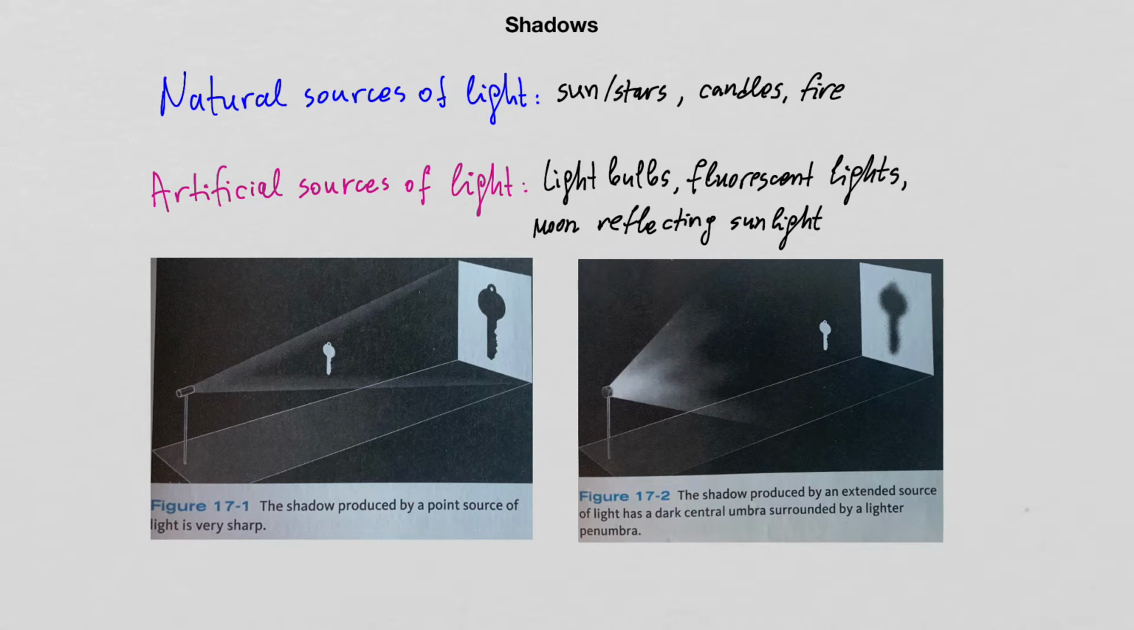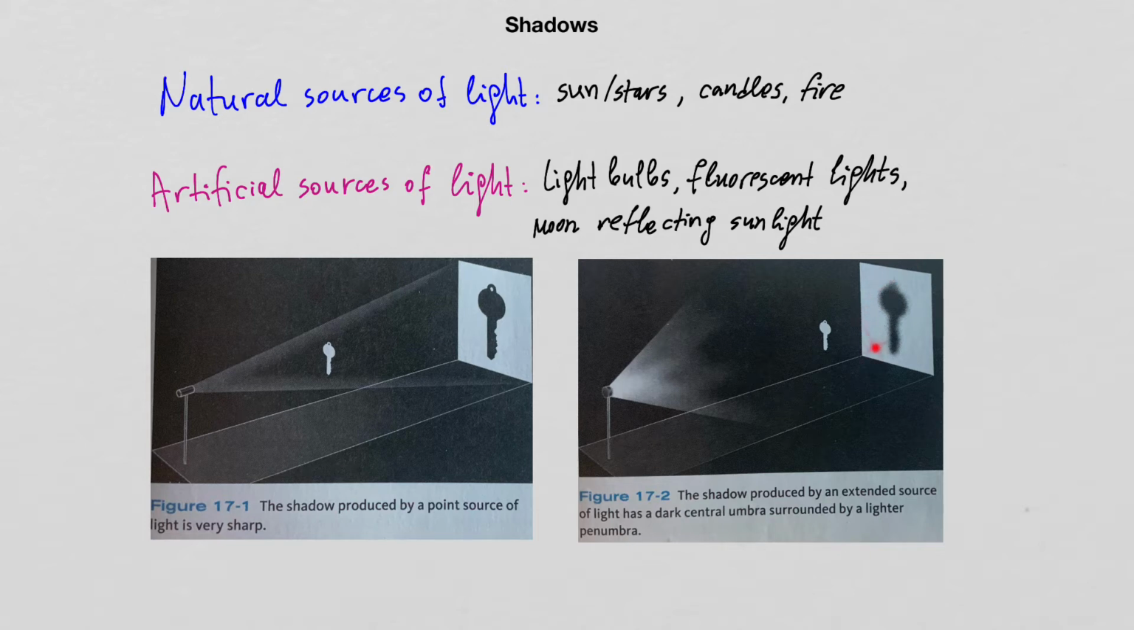When the light is cast upon our object, again, a shadow is formed behind on the screen, but as you can see from those two examples, the shadow cast by the point source is very sharp, while the shadow cast by the extended source is not sharp at all.